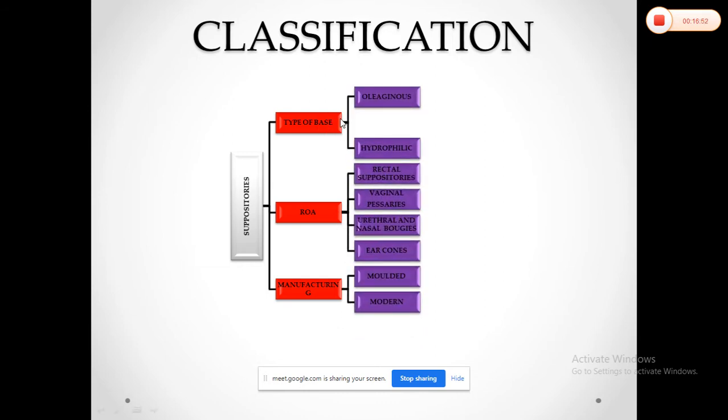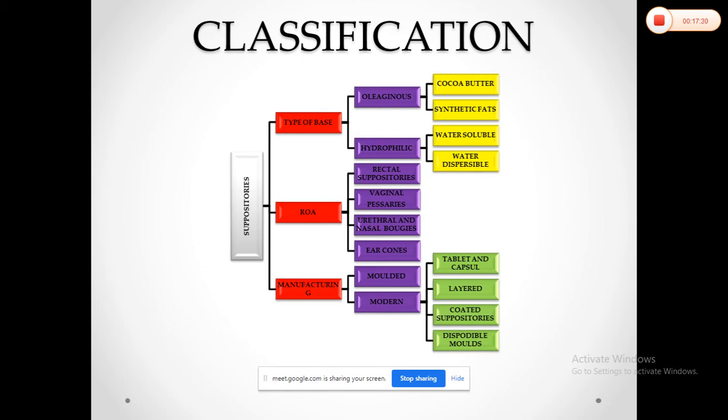There are two types of base that you have to use: oleaginous bases and hydrophilic bases. The various types of suppository bases are used to prepare suppositories so that they can retain their shape and firmness during storage and administration. As I have just discussed, the base should melt or dissolve in the body cavity fluids when inserted into the body cavity. We'll see in detail when we talk about the base, what their properties are and the different types of base. In the oleaginous bases, mostly cocoa butter and synthetic fats are there.